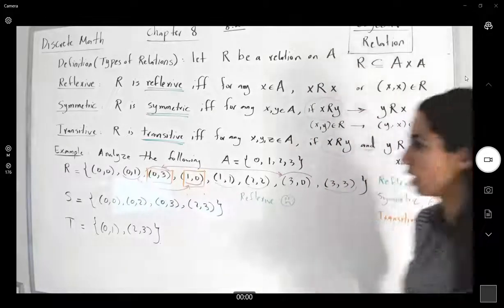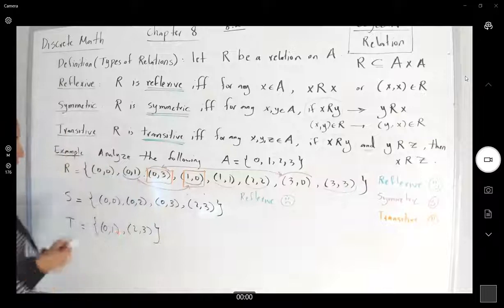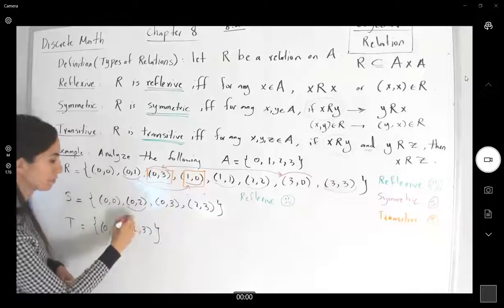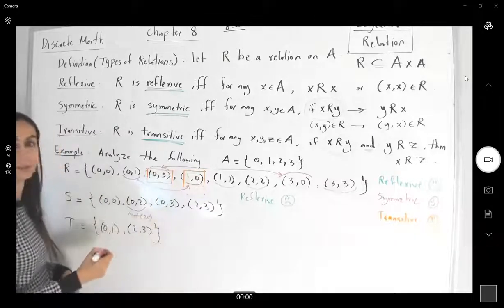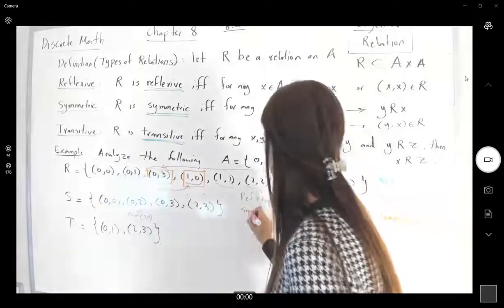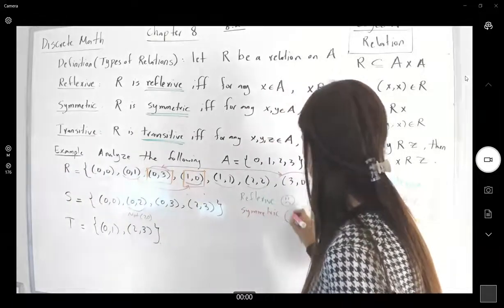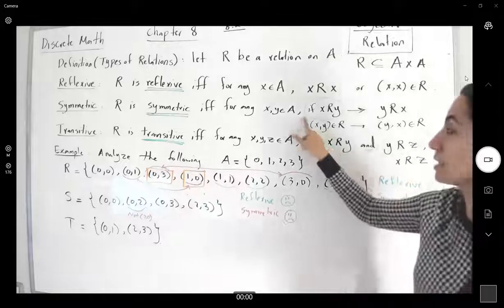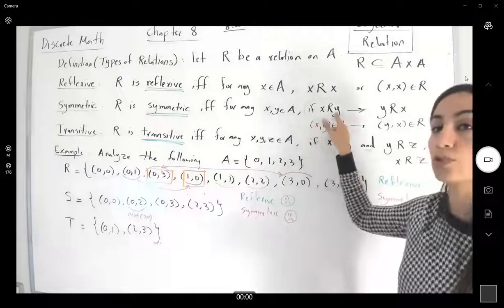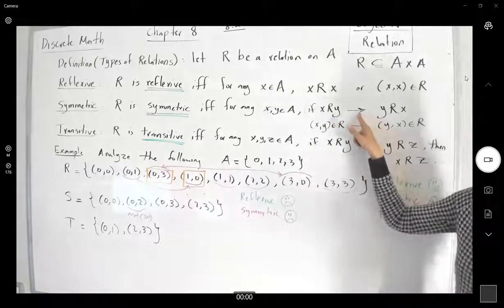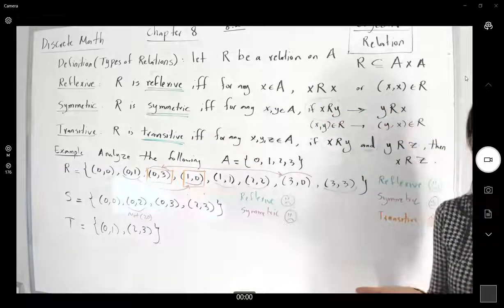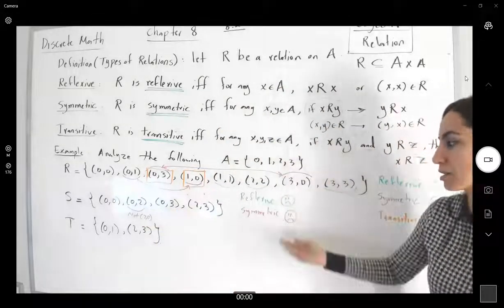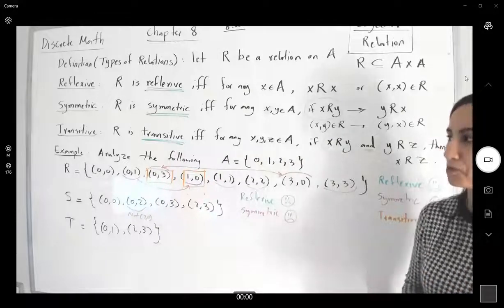Is it symmetric? Well, okay, let's start checking. 0 is connected to 2, but I don't have 2 and 0. So it's not symmetric. Take a look at the definition. It says if X is related to Y, then you need to be able to conclude that Y is connected to X. I have X connected to Y, but I don't have Y connected to X. So it's not symmetric.